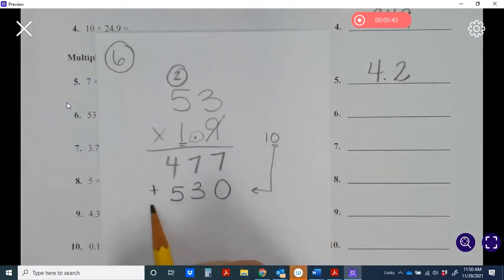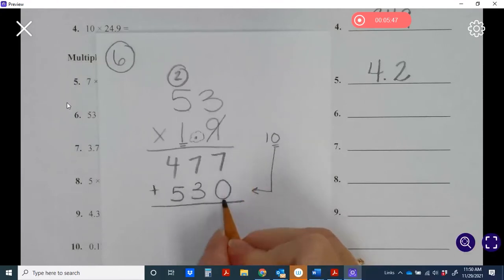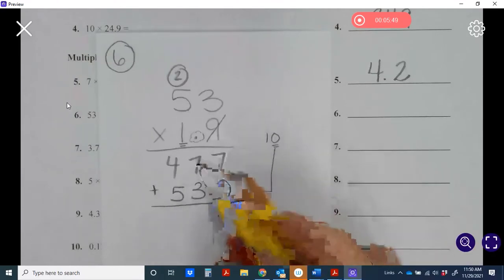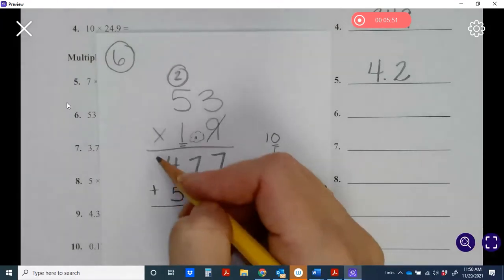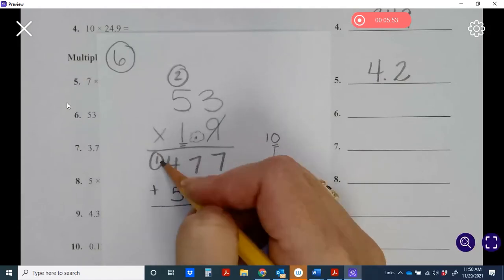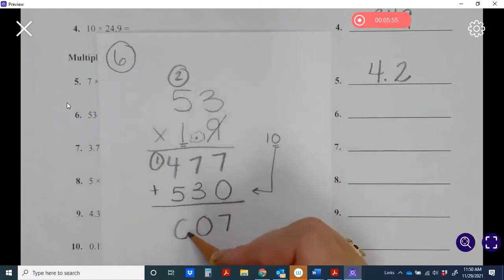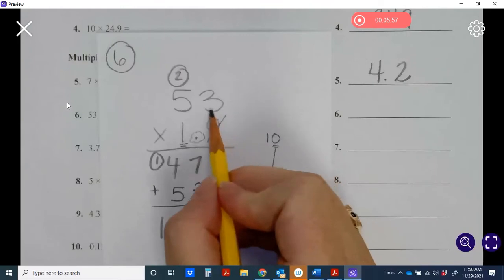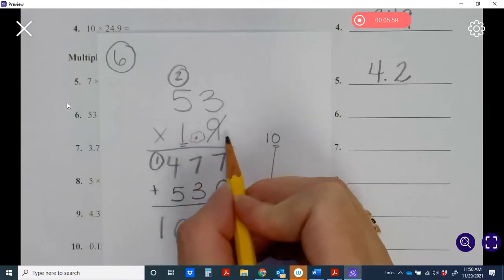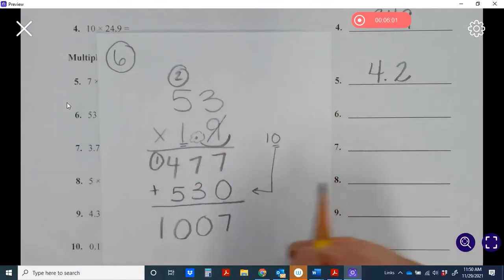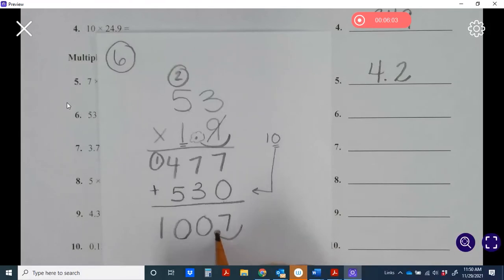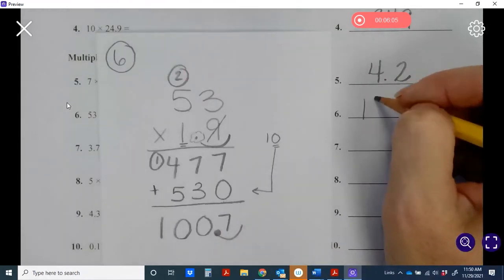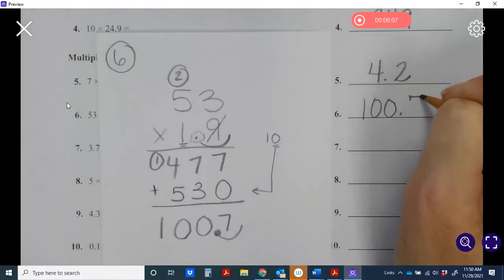I add 7 plus 0 is 7. 7 plus 3 is 10, carry the 1. 4 plus 1 is 5, and 5 plus 5 is 10. I do not have any decimals in my top number. I have 1 in my bottom number, and I have 1 in my answer. So my answer is 107/10.